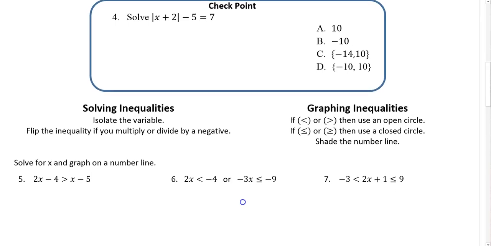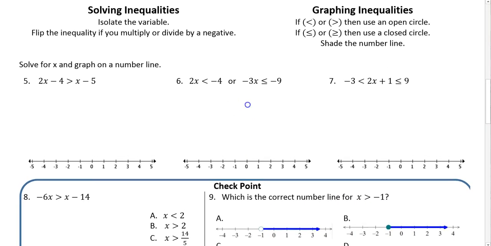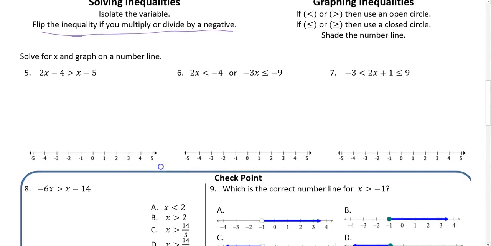Okay, so everything we've done so far has been an equation. Let's talk about an inequality. When you solve an inequality, we are solving something with a less than sign, a greater than sign, a less than or equal to sign, or a greater than or equal to sign. We will isolate the variable just like normal, but we will have to flip the inequality if we multiply or divide by a negative. So let's look at number 5.